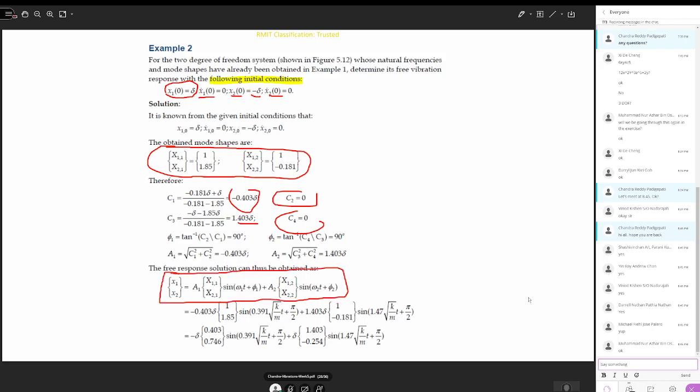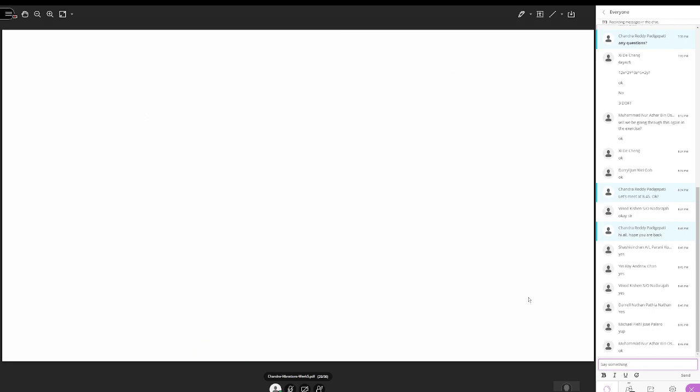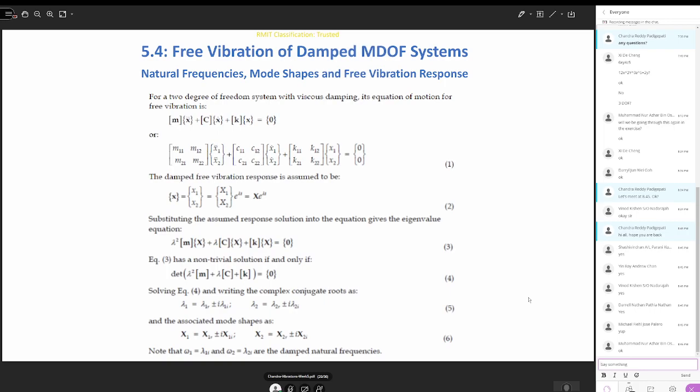So just substitute all the values and that will be your final response for a 2-degree freedom system, a mass and spring system with no external force. All right, so substituting the values into the equations. Okay, so this topic, the free vibrations of multi-degree freedom system, the natural frequencies, mode shapes, and free vibration response.